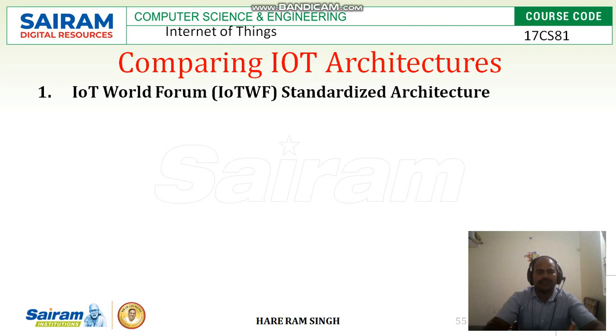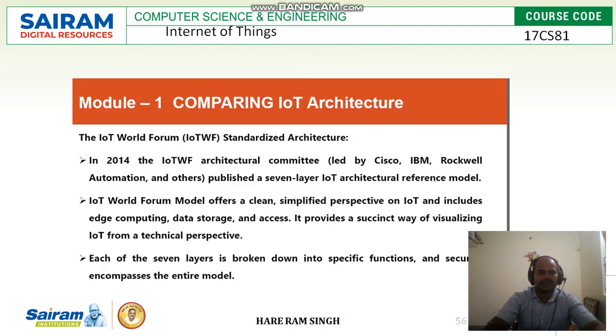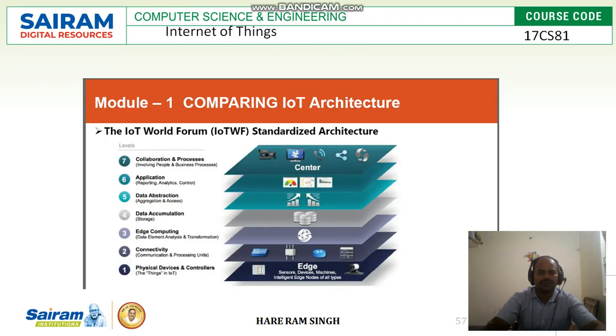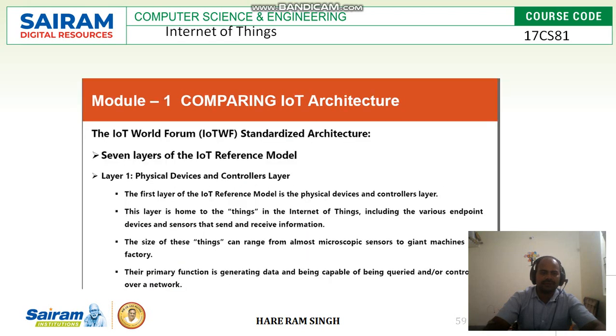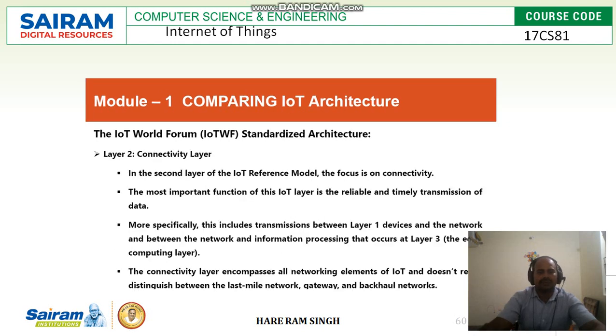In the previous video we had already discussed that it is a 7-layer architecture. So, this architecture has 7 layers. In the previous video we had seen the first layer, that is the physical device and controller layers, the form of all the physically existing things which will be connected to the Internet of Things. Second layer is called the connectivity layer.